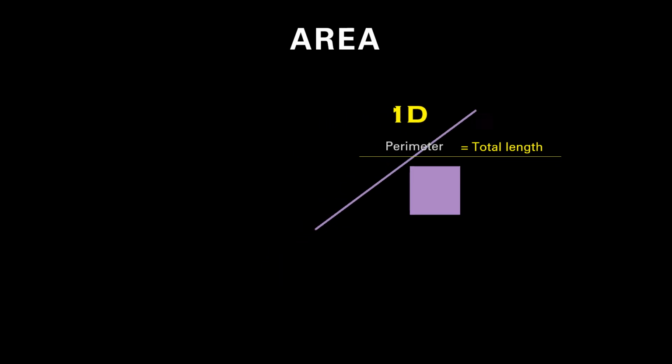A line is called 1D as it moves in one dimension only. So whenever we find perimeter, we take the total length. So perimeter is one dimension. Now let's make a line of 1 centimeter.